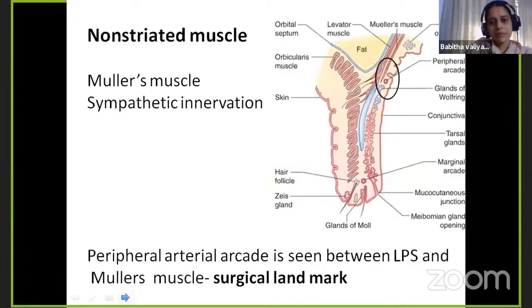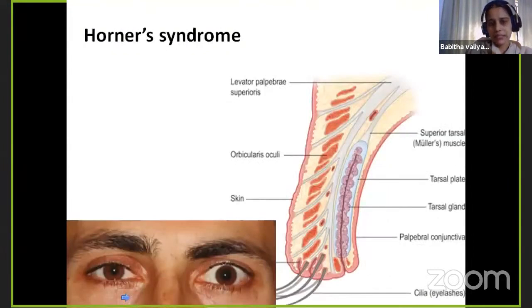The non-striated muscle seen in the eyelid is Müller's muscle, arising from the posterior aspect of the LPS tendon and inserted into the tarsal plate. It has sympathetic innervation, and the peripheral arterial arcade is seen at the level of Müller's muscle, in between this and the LPS. Sympathetic denervation of this muscle leads to Horner's syndrome, which is characterized by ptosis, miosis, and anhidrosis.